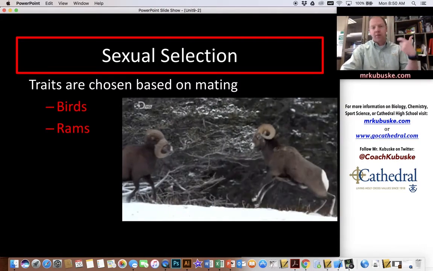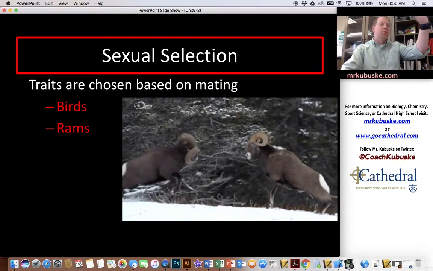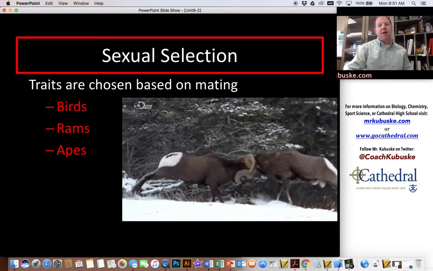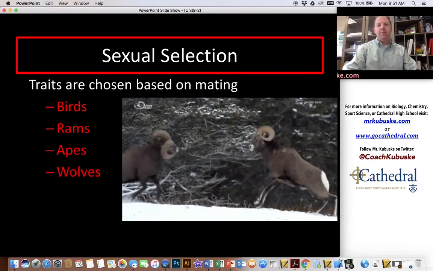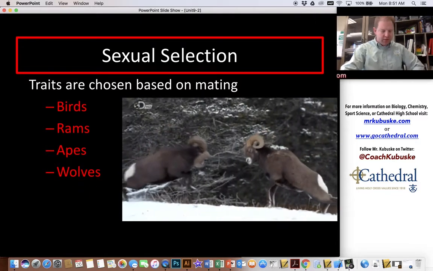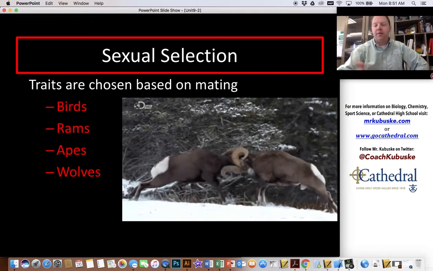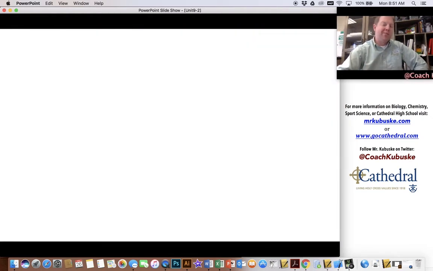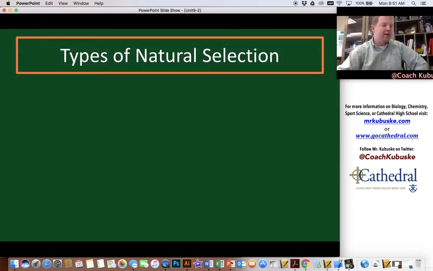So we see this in birds, we see it in rams and deer and moose and all kinds of different animals like that. And we see it in apes, like the alpha in the population is the one that gets to mate with all the females in the population. Same with wolves. In a lot of ways, we see this in the human population as well, but we're not going to get into that right now.